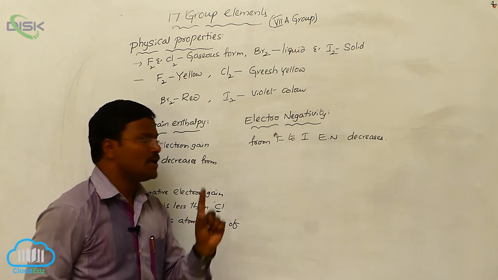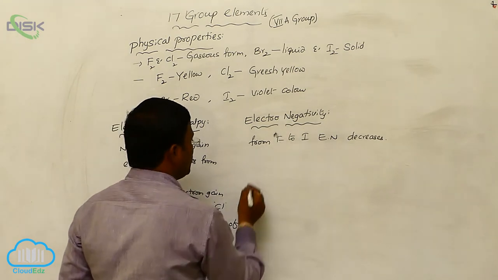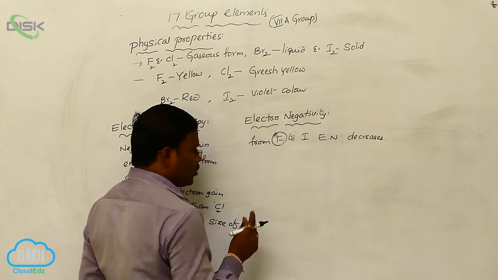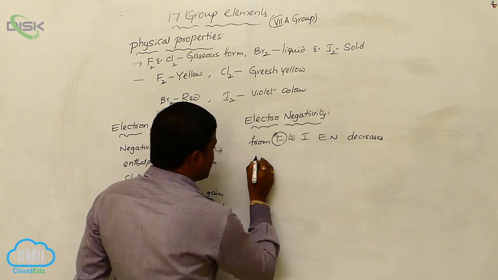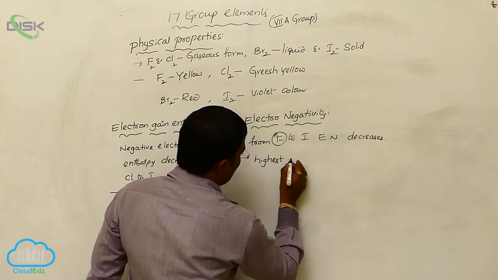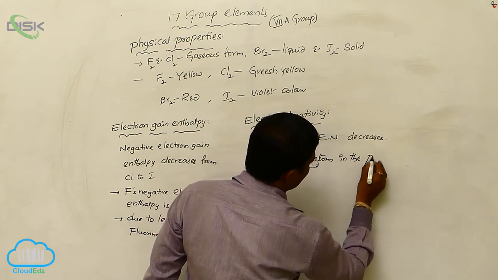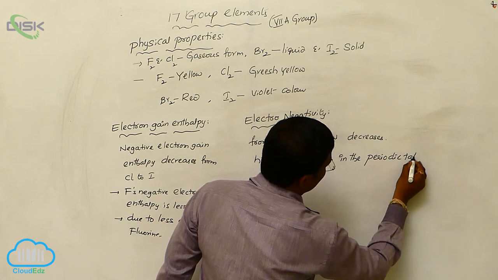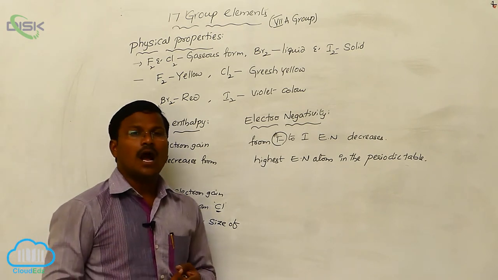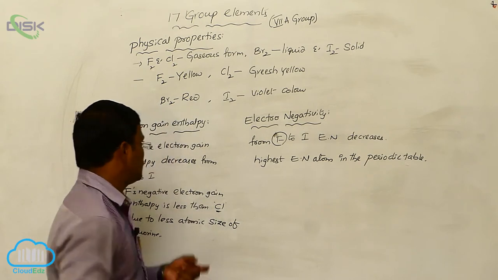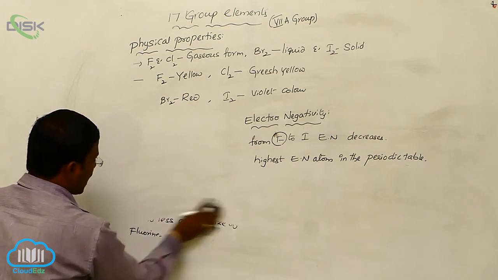Why does it decrease? Due to the increase in atomic size. Due to the increase in atomic size, electronegativity values decrease from fluorine to iodine. Whereas, as we just stated, fluorine is the only element having a very small atomic size. Due to its small atomic size, it is the most electronegative atom in the periodic table. So this is about physical properties like electron configuration, ionization enthalpy, atomic size, electron gain enthalpies, and electronegativity, which are identified in the halogen family.